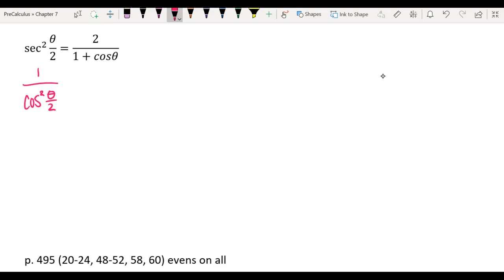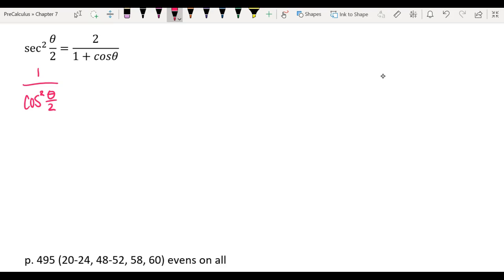So Connor says we have to use our half angle formula, right? Yeah, because it's theta over 2. The previous one was 2 theta, so we use the double. This is theta over 2, so we have to use the half.